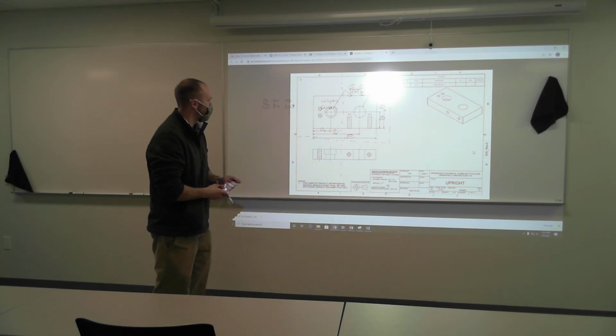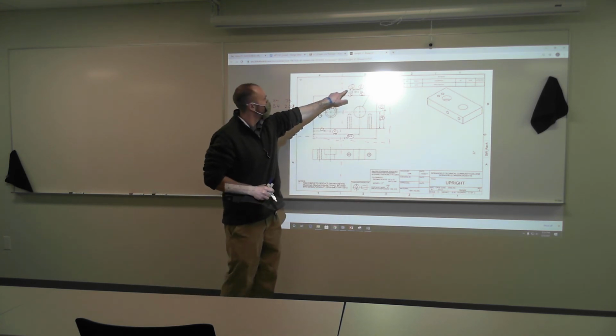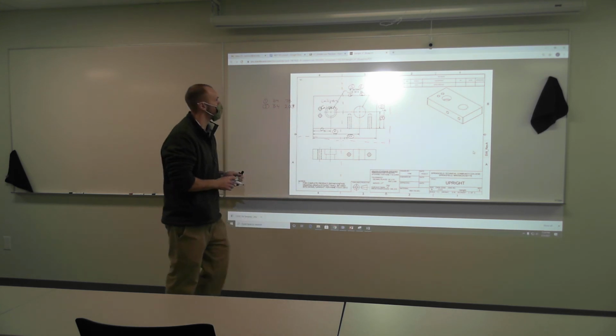All right, balloon number 3. Diameter 380. What zone is it in?